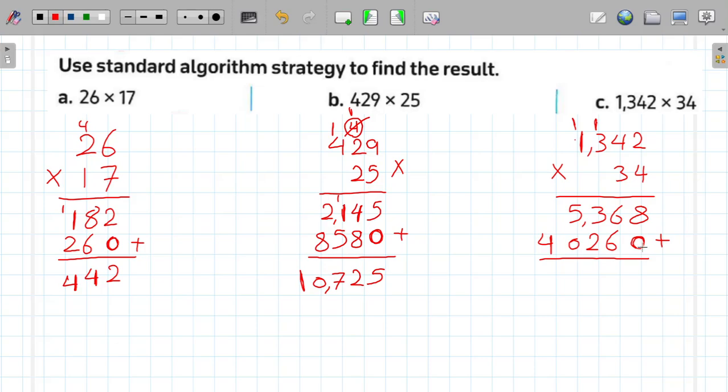I have 8 plus 0 equals 8. And 6 plus 6 equals 12. So I have 2 and carry up 1. 1 plus 3 equals 4. And 4 plus 2 equals 6. 5 plus 0 equals 5. And 4 is still 4. So the result will be 45,628.